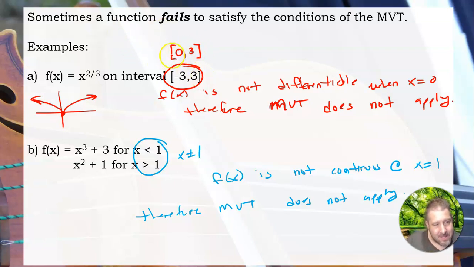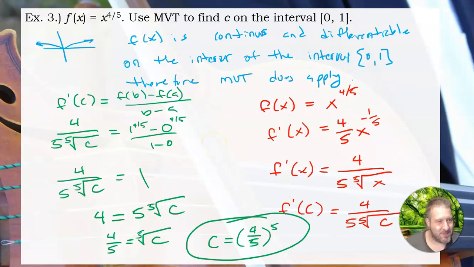Now, had this been the interval, then yes, MVT could have been applied. But since 0 is in between -3 and 3, therefore it cannot be applied because it is not differentiable at 0. As we've learned with our discontinuity, just go back to that video if you need a refresher.